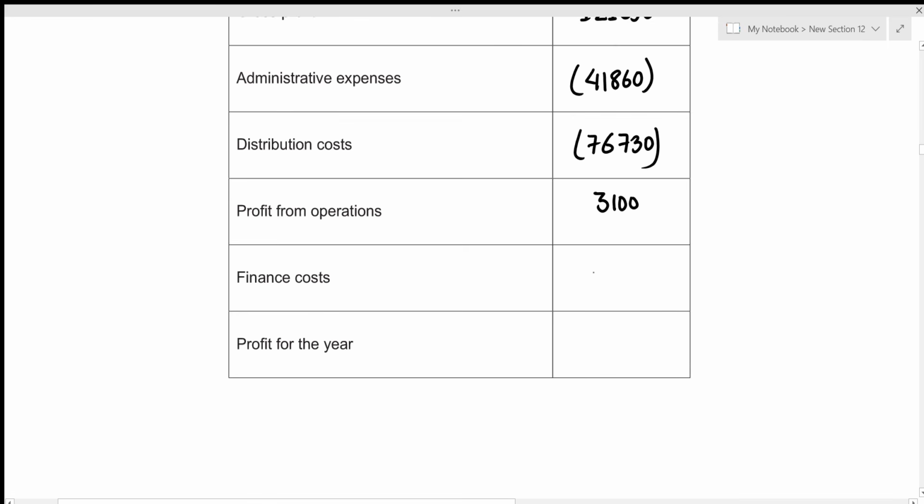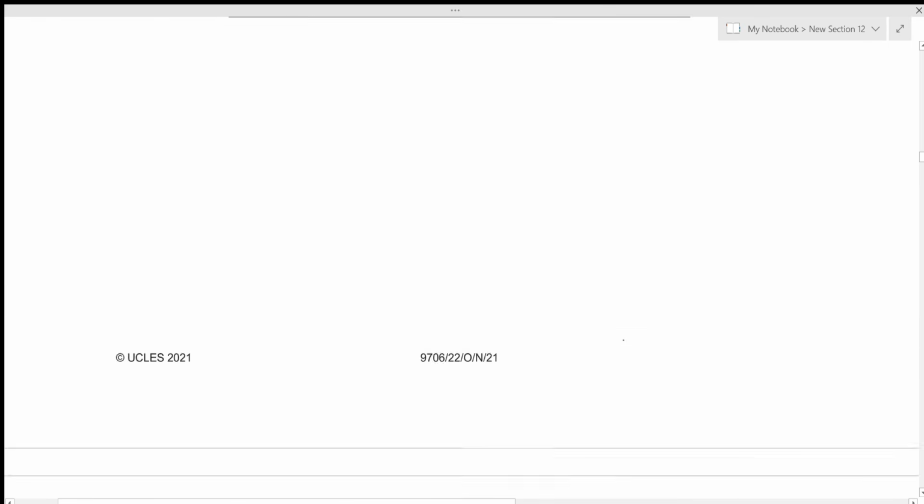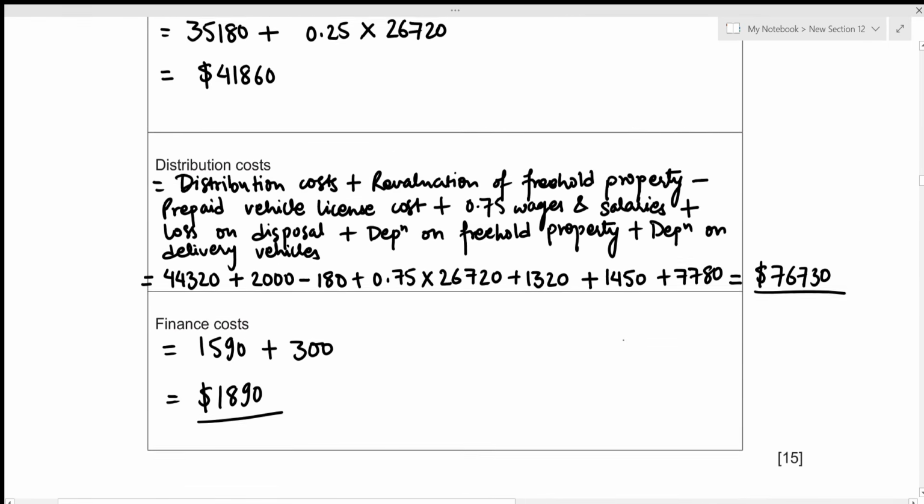So that's 1,890. Now, in order to figure out the profit for the year, we just need to subtract the finance cost from the profit from operations. So that's 3,100 minus 1,890, which gives the profit for the year to be 1,210. Okay, this concludes the income statement as well as our second part. Now we can move on to the third part.